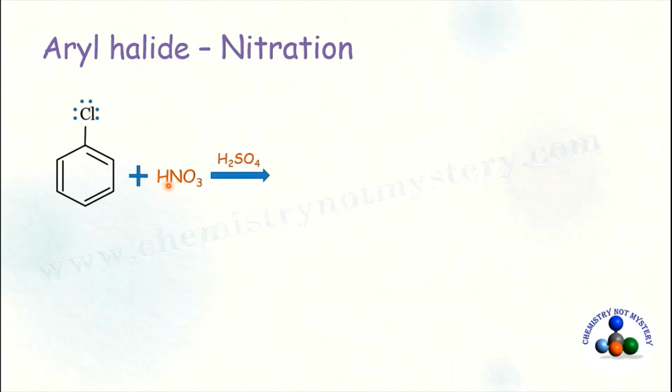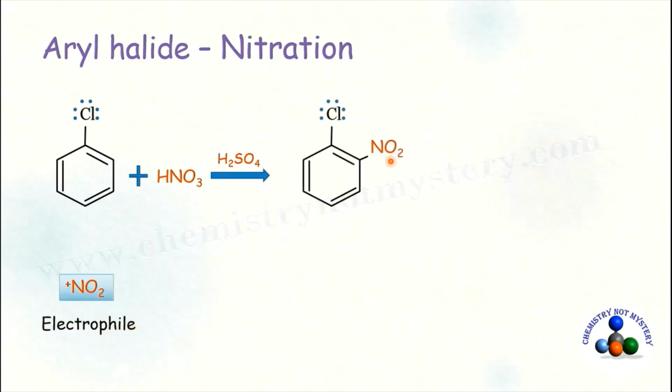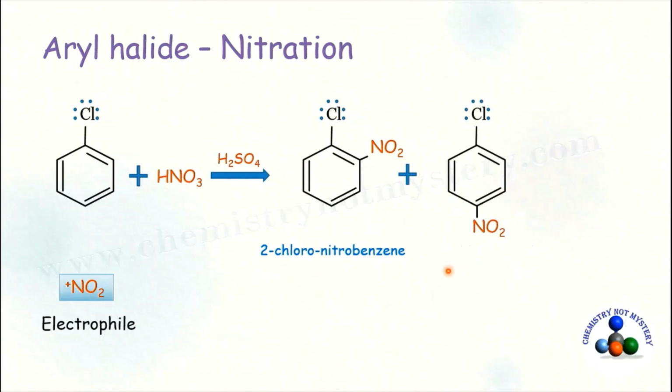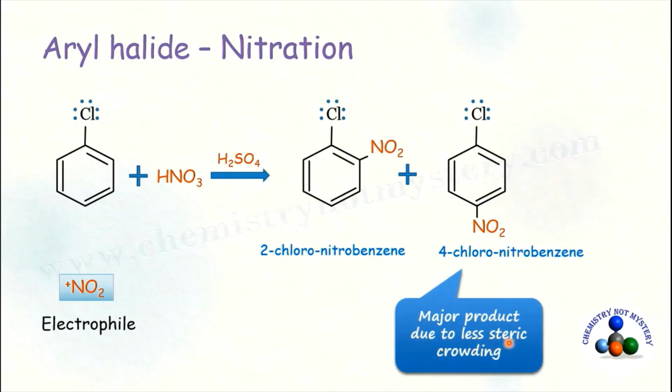We just have seen HNO3 in presence of H2SO4 generates NO2 positive ion as an electrophile. When this electrophile gets attached to the ortho position, it forms 2-chloro-nitrobenzene, and when it gets attached to the para position, it results in the formation of 4-chloro-nitrobenzene. Out of these two isomers, the para isomer is the major product due to less steric crowding.